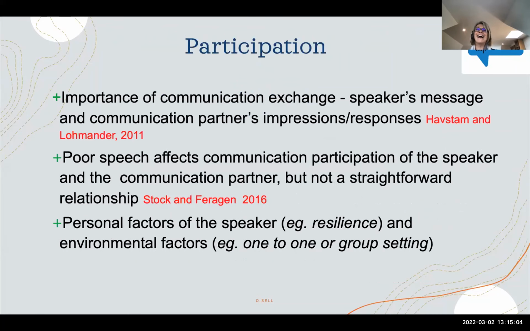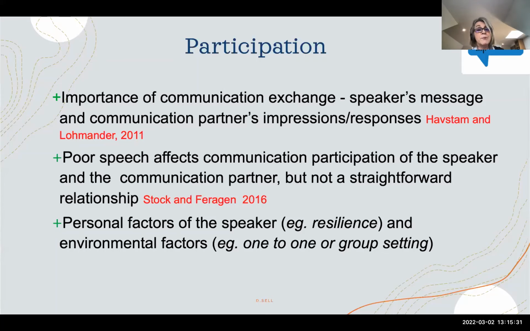Okay. Then participation. Well, Havstam and Lohmander drew attention in Cleft to the importance of the communication exchange, the speaker's message and the communication partner, their impressions and responses. And Stock and Farragon talk about poor speech affecting communication participation of the speaker and the partner, but that it is not a straightforward relationship.